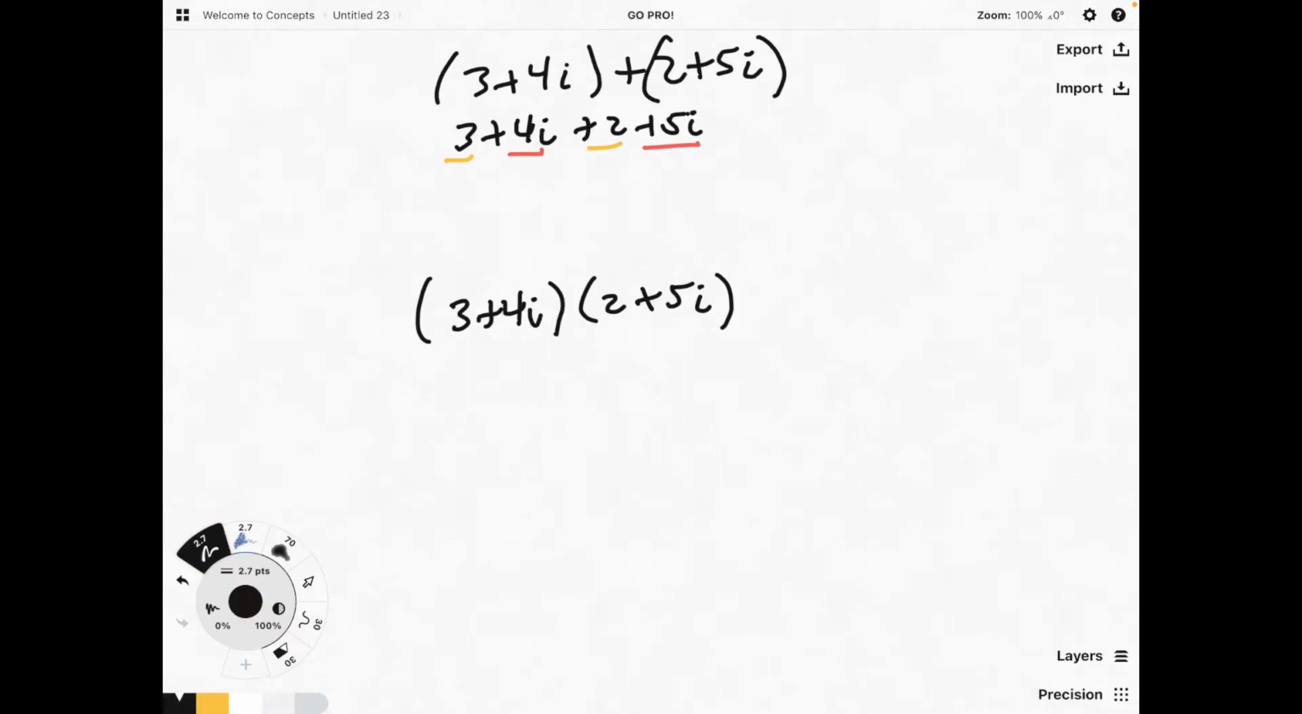3 plus 2 is 5, and then you get 4i plus 5i, which gives you 9i, and this would be your answer. And this is a complex number because, again, we have 5 and 9 both being real numbers and i being an imaginary number, which then makes this answer a complex number.